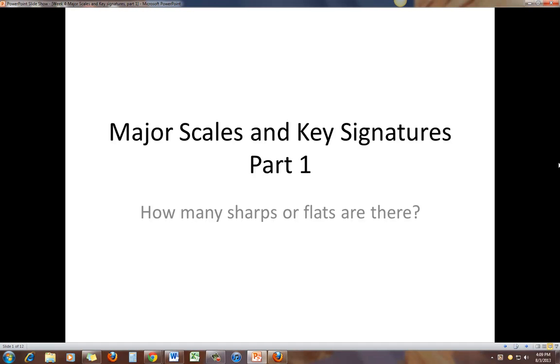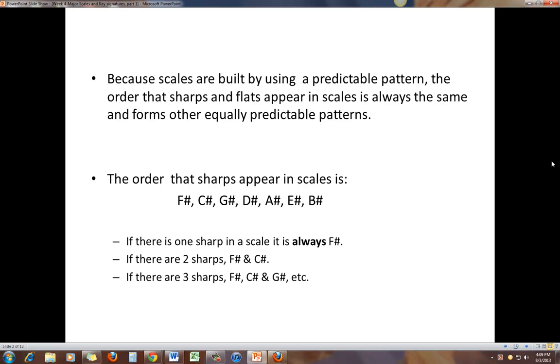In this video we are going to begin to talk about key signatures. Because scales are built on a predictable pattern, the order that the sharps and the flats appear in scales is always going to be the same and also forms equally predictable patterns. The order that the sharps appear in scales is this: F, C, G, D, A, E, and B.